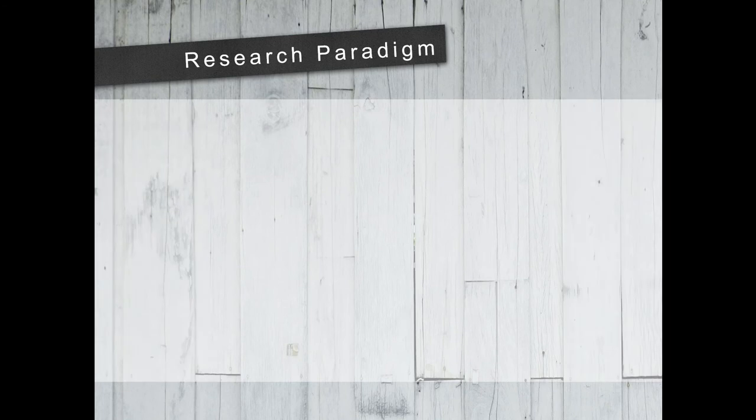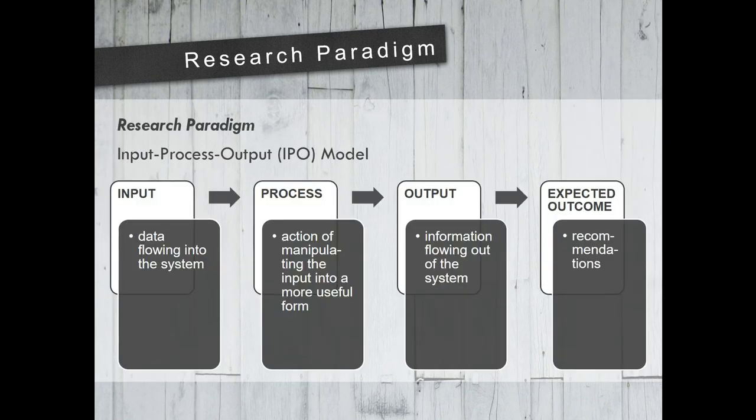So we will use the research format of the research paradigm in UC, which is the IPOO model, which stands for input, process, output, and your expected outcome. So in the input, it consists of the data flowing into the system, which is usually the statement of the problem. So the process here refers to the action of manipulating the input into a more useful form.